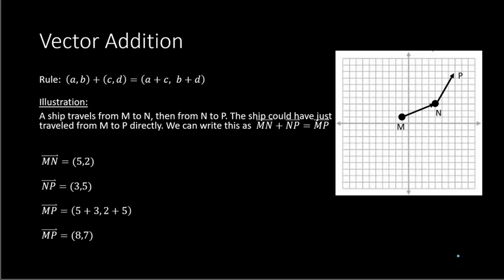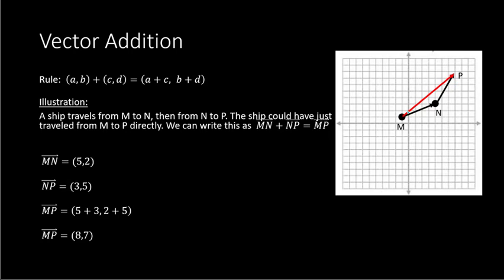And graphically speaking, it would look something like this. So we go from M to N, we went from N to P, so the addition of those two vectors would be this resulting vector right here from M to P. So it'd be this vector here in red. So the vector MP would be 8, 7.